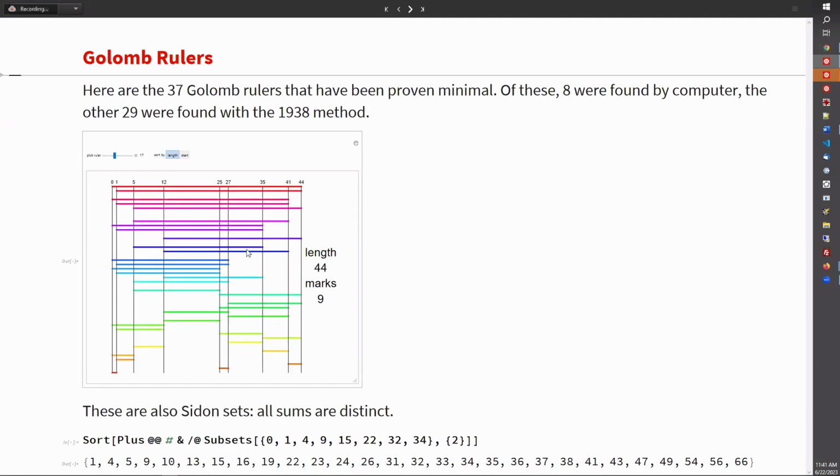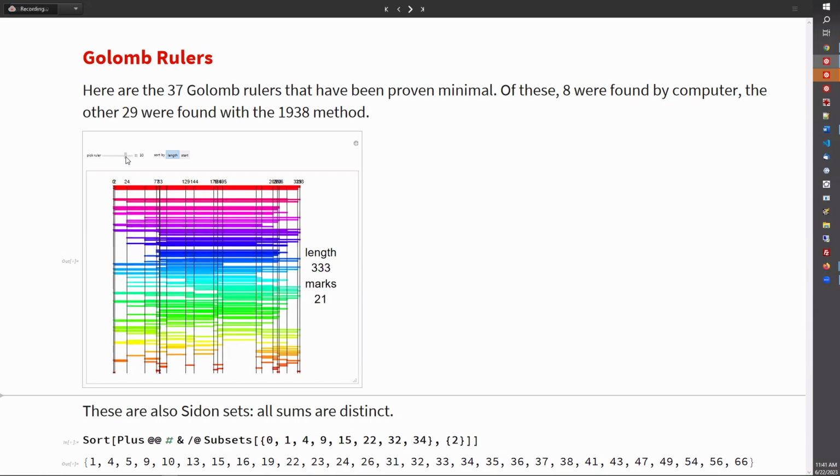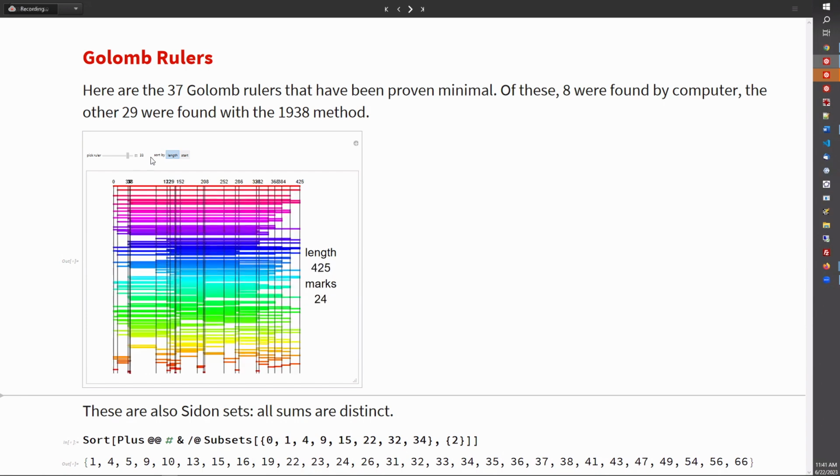And I'm not sure which 8 of these are not found with the Springer method. That's something I should probably mark in this. But all the larger ones were found with the Springer method much earlier.